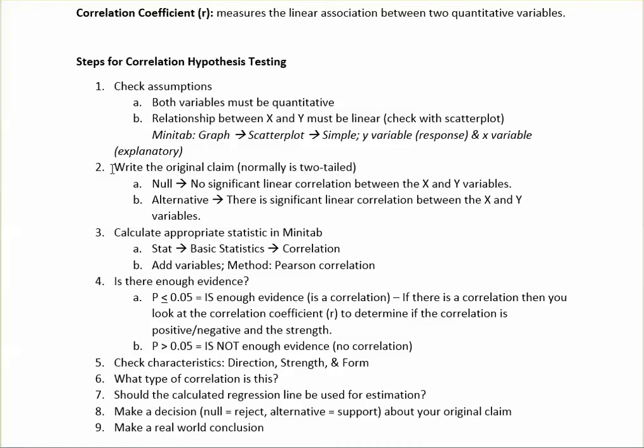Then you write the original claim, which is normally two-tailed, where the null is no significant linear correlation between the x and y variables, and the alternative is there is significant linear correlation between the x and y variables. So basically, here's the claim that you use for correlation tests, and it is two-tailed.